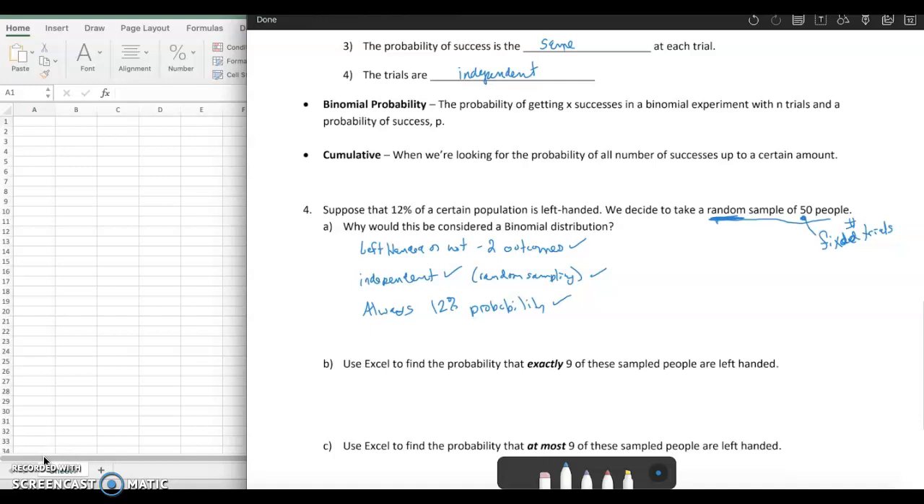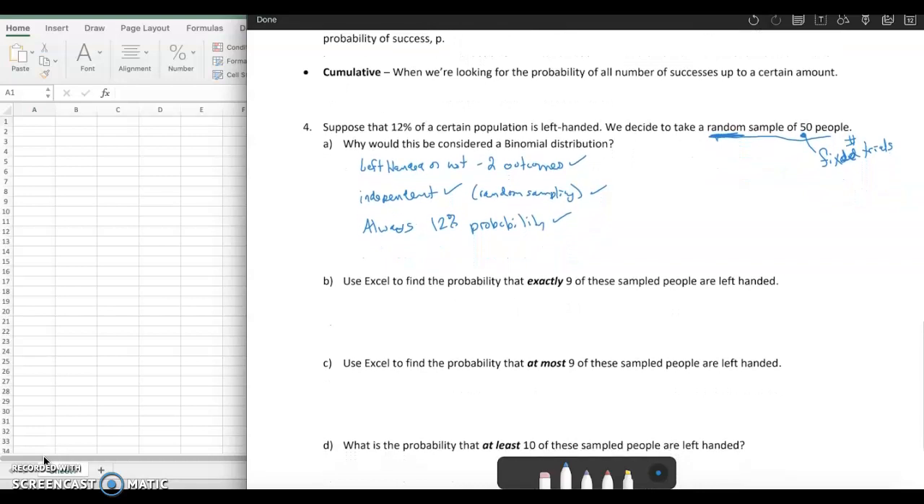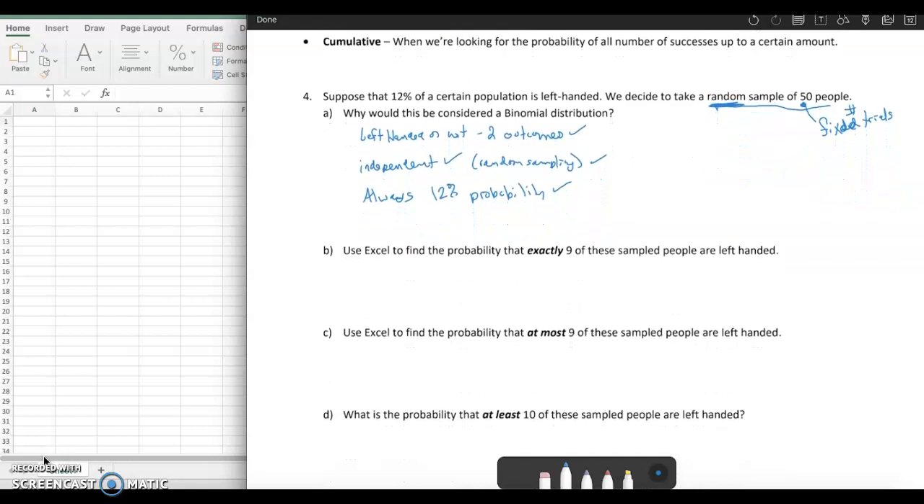So now we're going to use Excel to find first the probability that exactly 9 of these sampled people are left-handed. So when we go to Excel, I'm going to write out the command we're going to use. We're going to use equals BINOM.DIST. And we have to give it the number of successes that we're looking for. So in this case, 9.